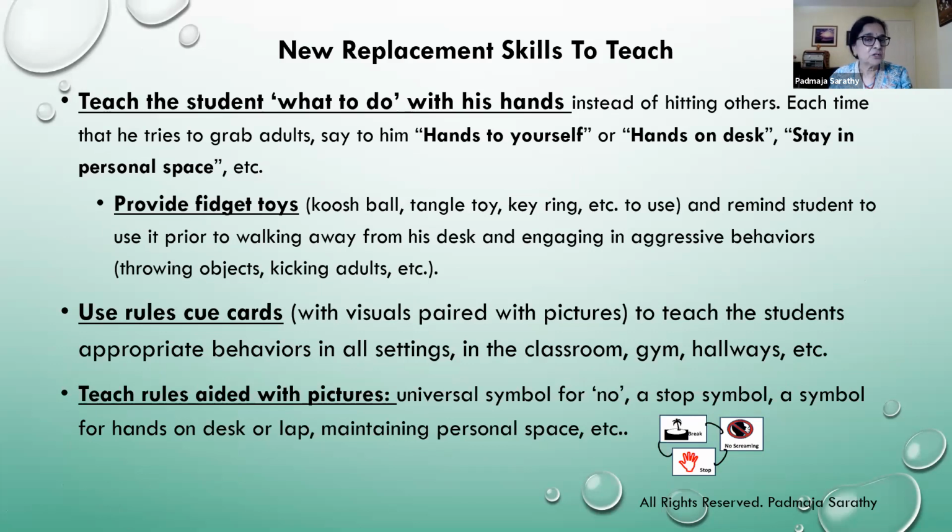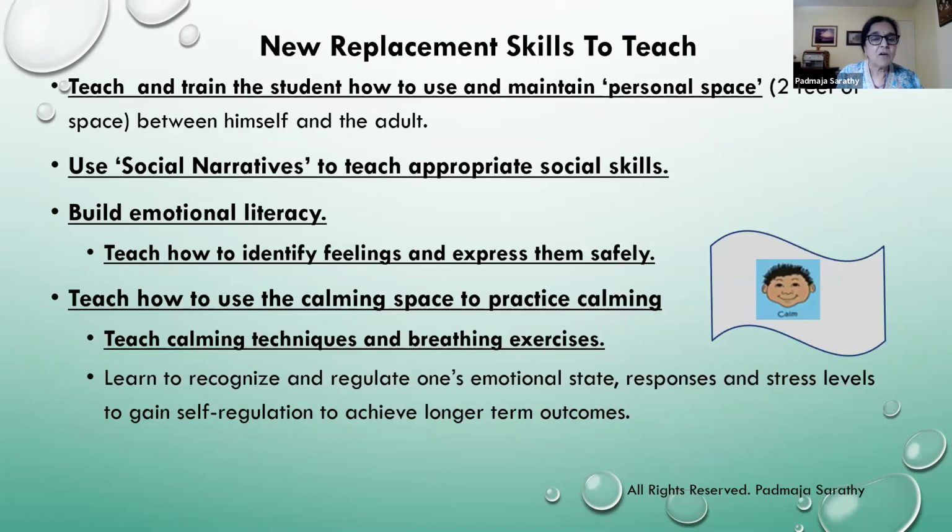Teach the student what to do with his hands and use real cue cards and rules aided with pictures. And some of the other replacement skills to teach is train the student how to use the personal space that I mentioned. And the other important things for the student, these are all gradual. You're not going to be able to teach all of these skills at the same time, but a few at a time and gradually making progress.